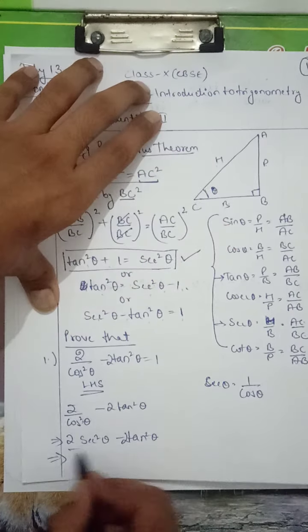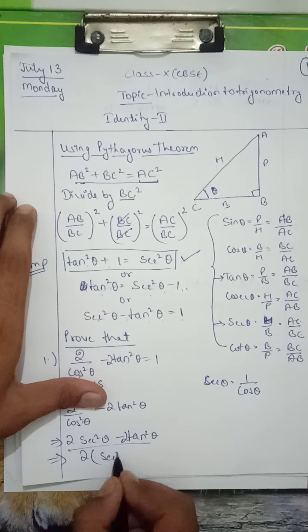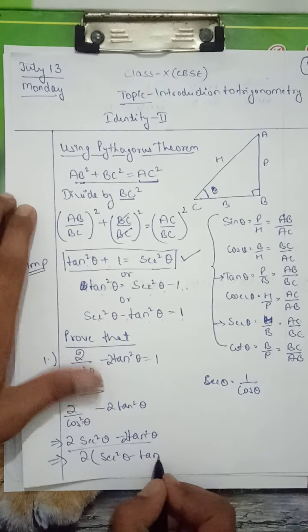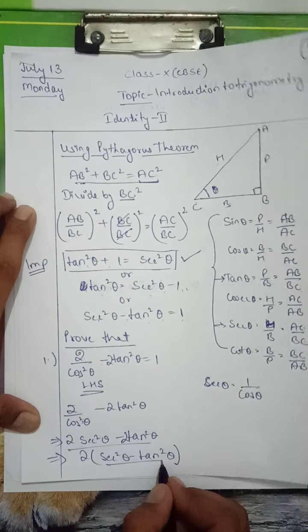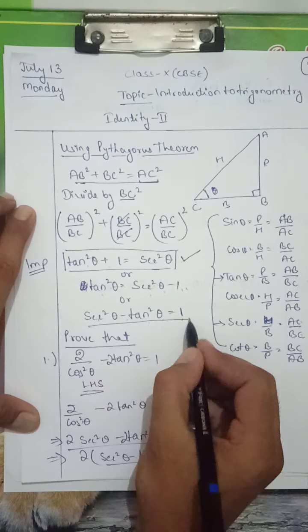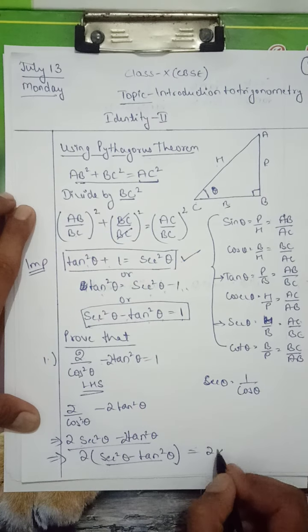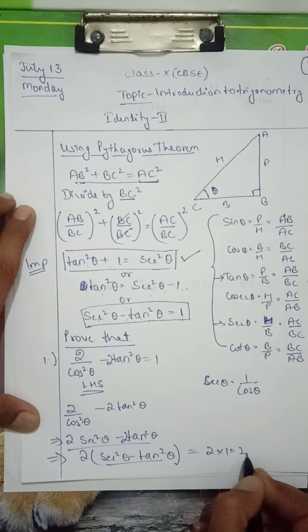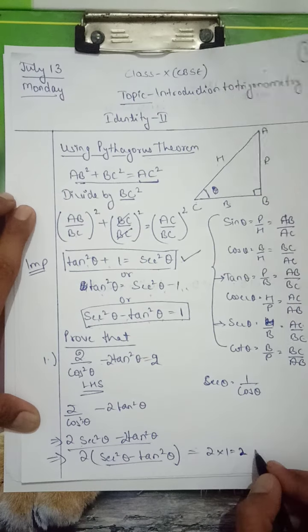Anything common from this? 2 is common. Taking 2 common, what you will get? Secant square theta minus tan square theta. Now what is the value of this? Secant square theta minus tan square theta, this is equal to 1. So this is equal to 2 into 1, which comes out to be 2.